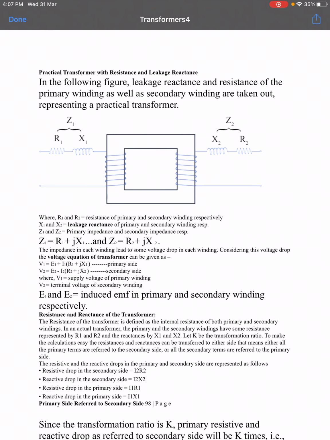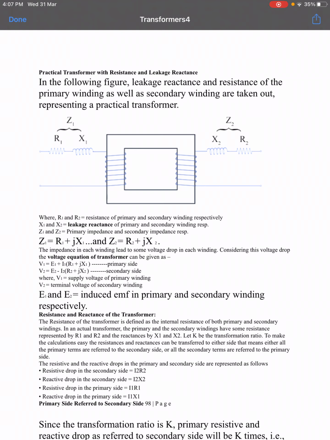Similarly, we have resistive drop in the primary side, I1R1. Reactive drop in the primary side is I1X1. Here the resistive drop in the secondary side is nothing but I2R2, that means secondary current and secondary winding resistance. The reactive drop in the secondary winding is equal to I2X2, that means secondary current and secondary winding reactance.